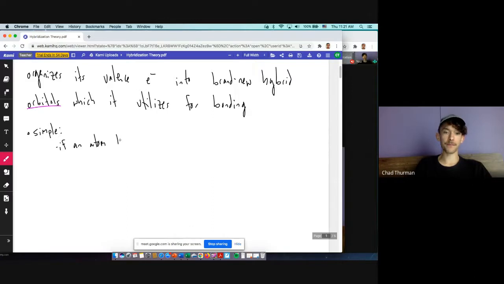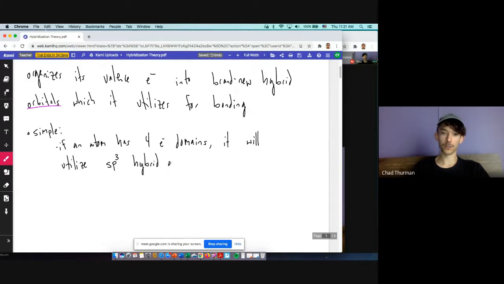If an atom has 4 electron domains, remember what an electron domain is. That's just anywhere around the atom in our Lewis structure where electrons show up at all. If an atom has 4 electron domains, it will utilize what we refer to as sp3 hybrid orbitals.